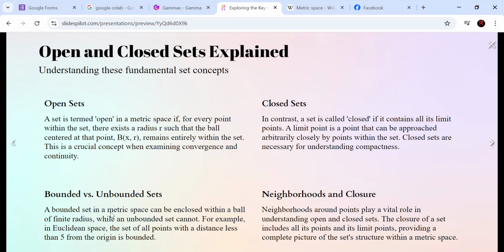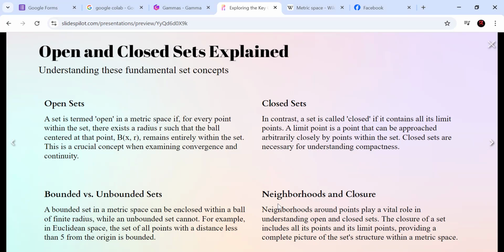तो बॉन्डेड वर्सेस अनबॉन्डेड सेट. A bounded set in a metric space can be enclosed within a ball of finite radius. तो उस बाल के अंदर जो भी पॉइंट आ जाएंगे, वो कन्वर्जेंस भी होंगे, बॉन्डेड भी होंगे. While an unbounded set cannot, जबकि अनबॉन्डेड जो होते हैं अगर हमारे पास अपर बाउंड नहीं है तो इट मींस दैट दे आर नॉट कन्वर्जेंट. For example, in Euclidean space, the set of all points with a distance less than 5 from the origin is bounded. तो 5 से लेस वाले जो भी हैं वो बॉन्डेड है.